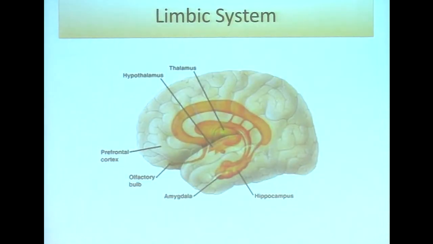Of course, when one thinks about emotion, you have to think limbic system, because it's the limbic system that really controls emotion. And if you look at different diagrams and explanations of the limbic system, you're going to have different parts of the brain being included and excluded. But most of the time, you'll have included the hypothalamus, the hippocampus, the amygdala, olfactory bulb, and sometimes the prefrontal cortex.